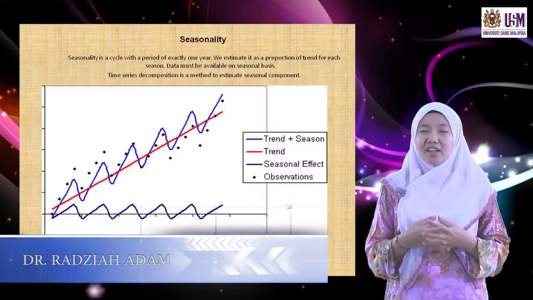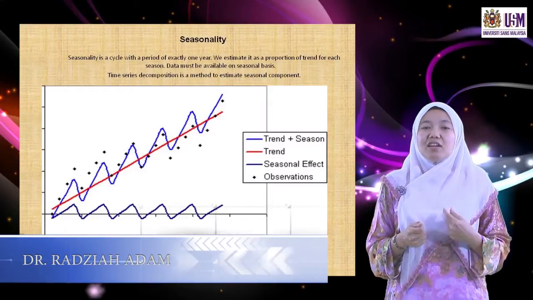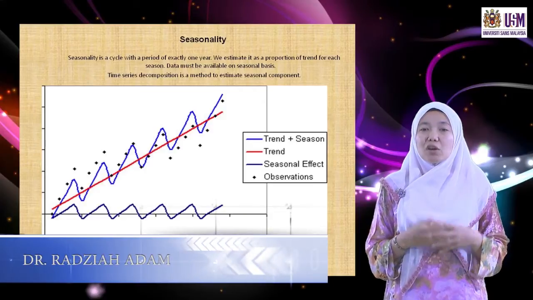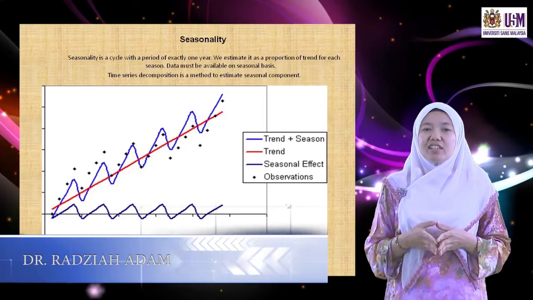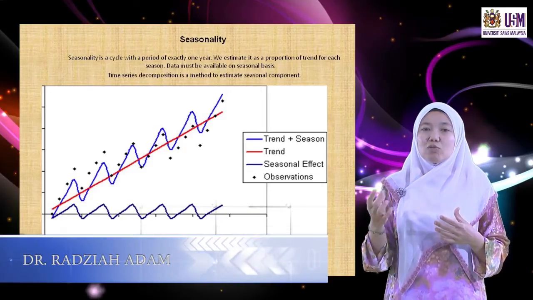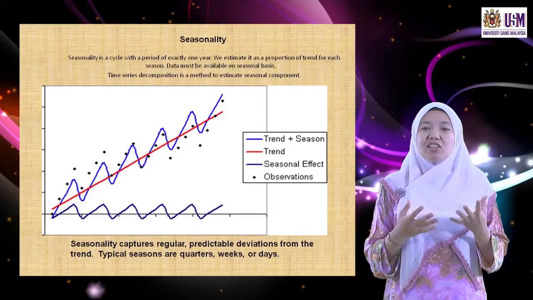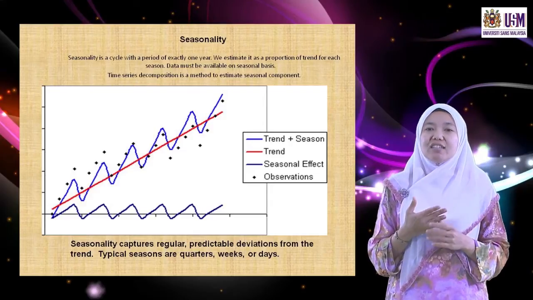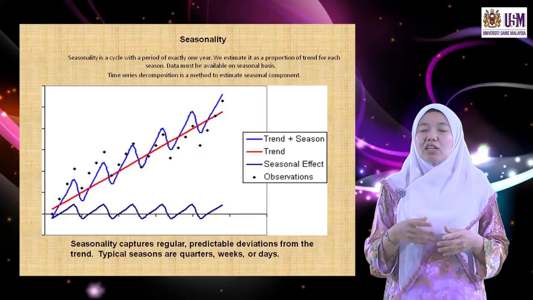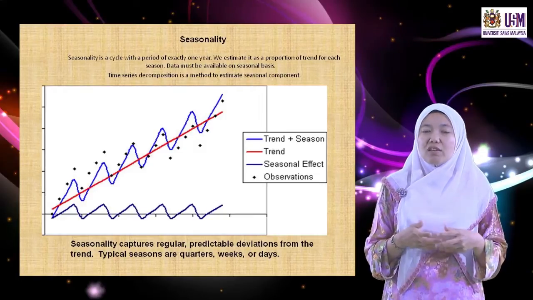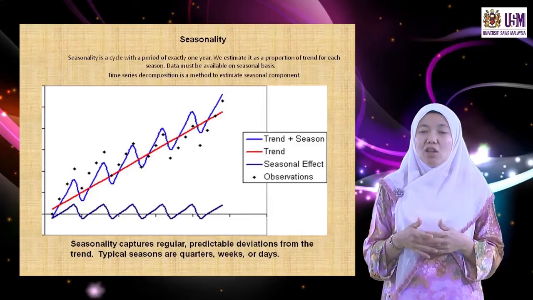Okay, this is another graph to explain the third component, the seasonal variation or seasonality. Seasonality is a cycle with a period of exactly 1 year. We estimate it as a proportion of trend for each season, so data must be available on a seasonal basis. So we are talking about the four-season countries. We must have winter, spring, summer and autumn.